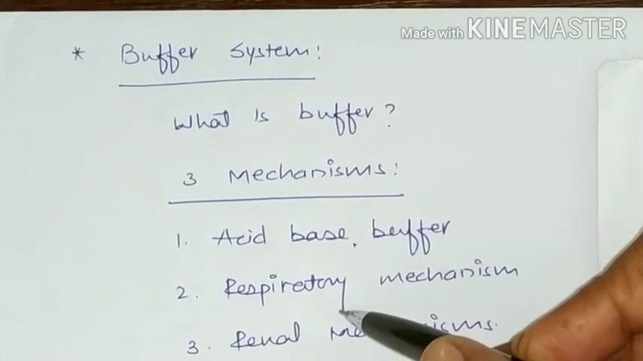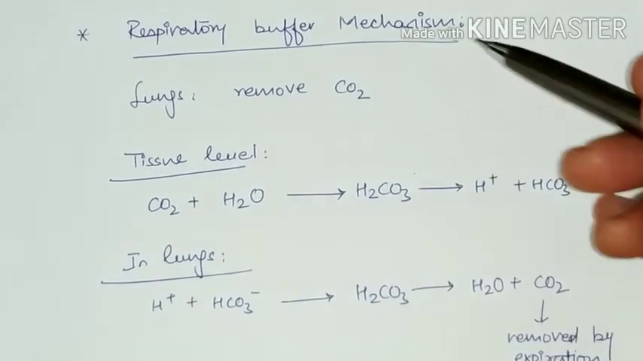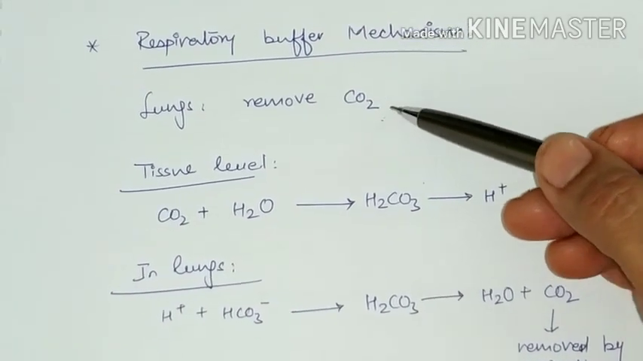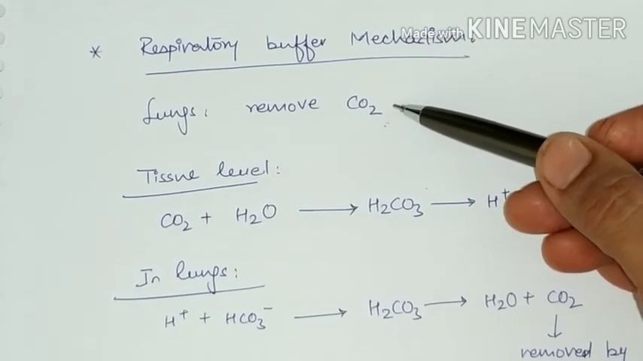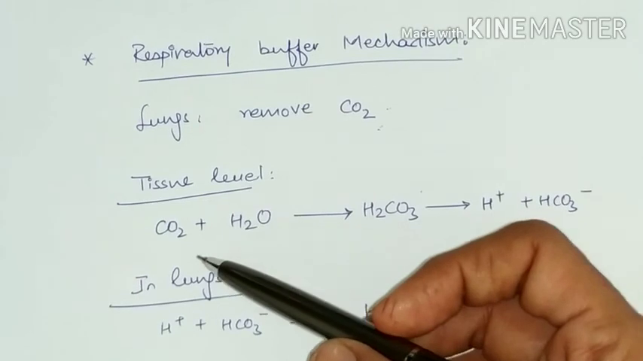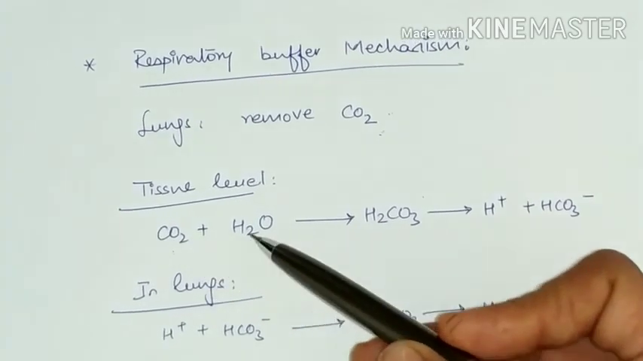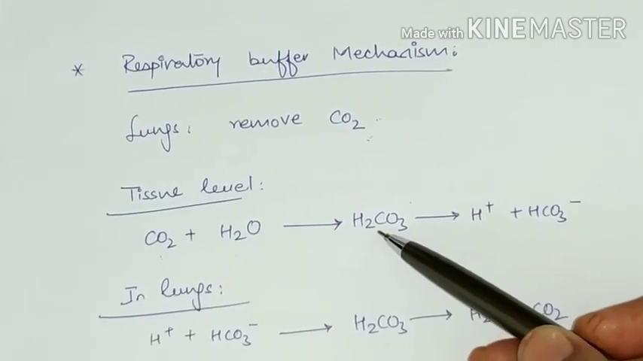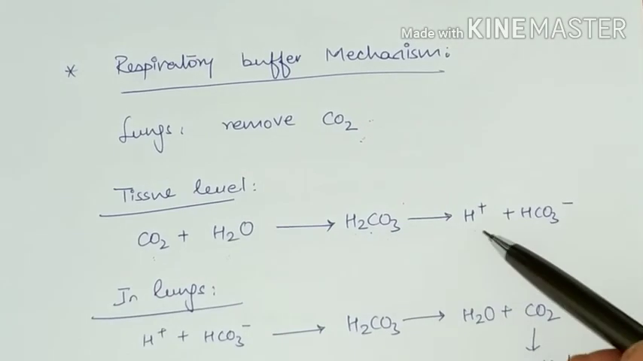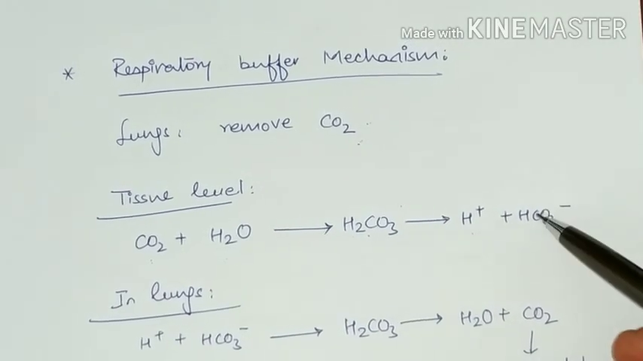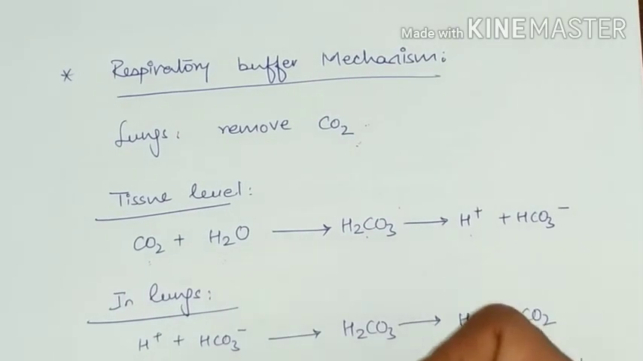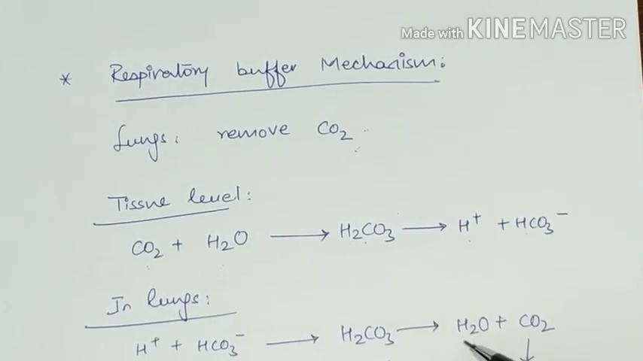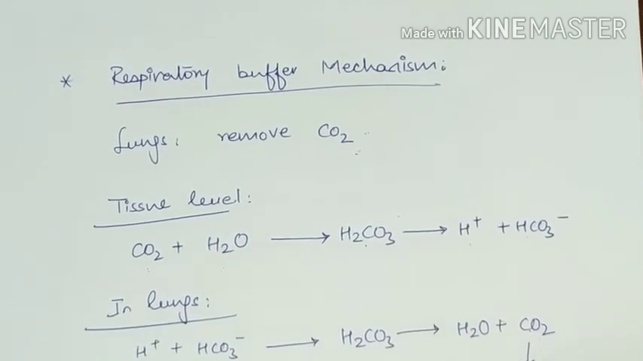Next one, that is the respiratory mechanism. Lungs remove carbon dioxide and are important in cases of volatile acids. In the tissue, when carbon dioxide is produced, it combines with H2O and forms H2CO3, that is carbonic acid, which is a volatile acid as we have discussed, and which is further converted into H+ and HCO3- ions. In the lungs, these reactions are reversed: H+ and HCO3- ions are converted into carbonic acid, which is further converted into H2O and CO2, and CO2 is removed by expiration.